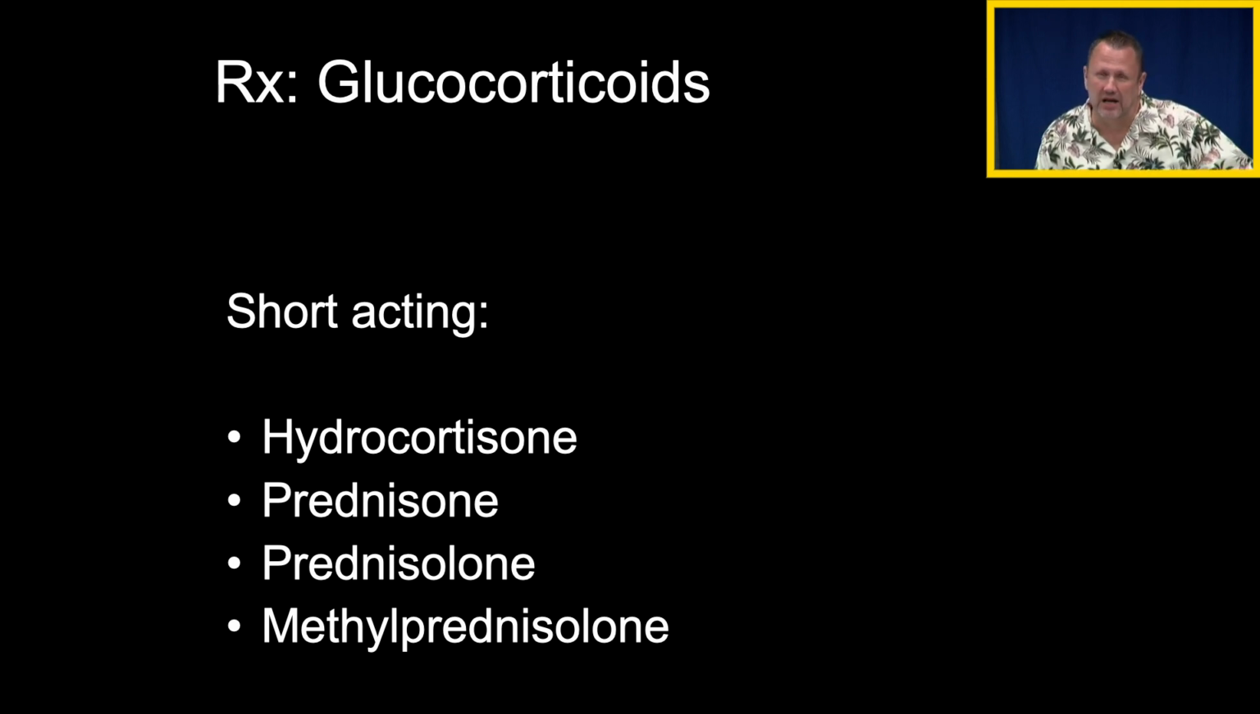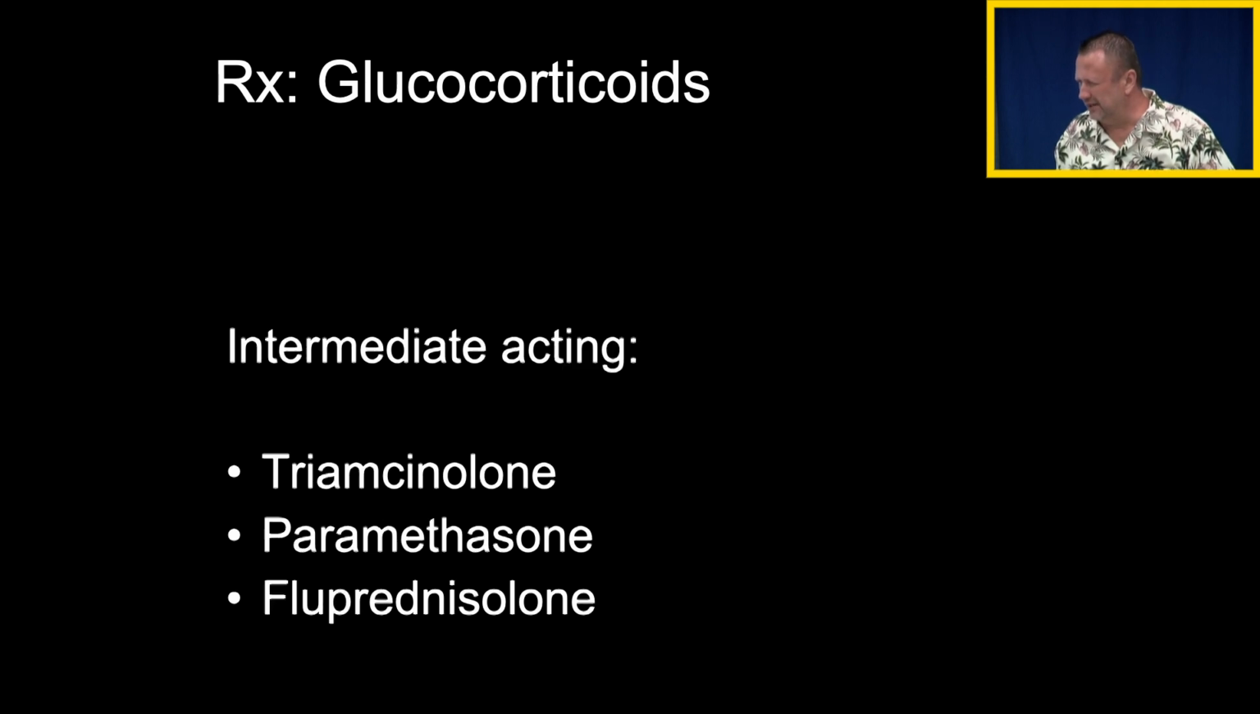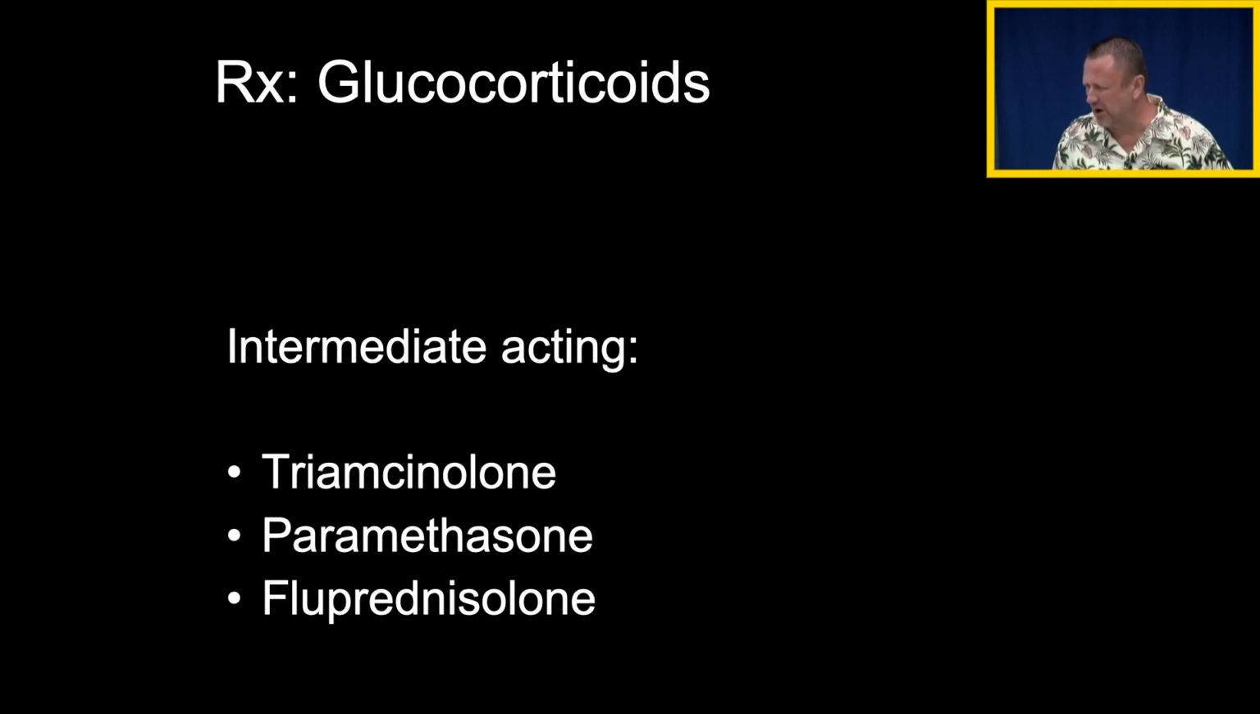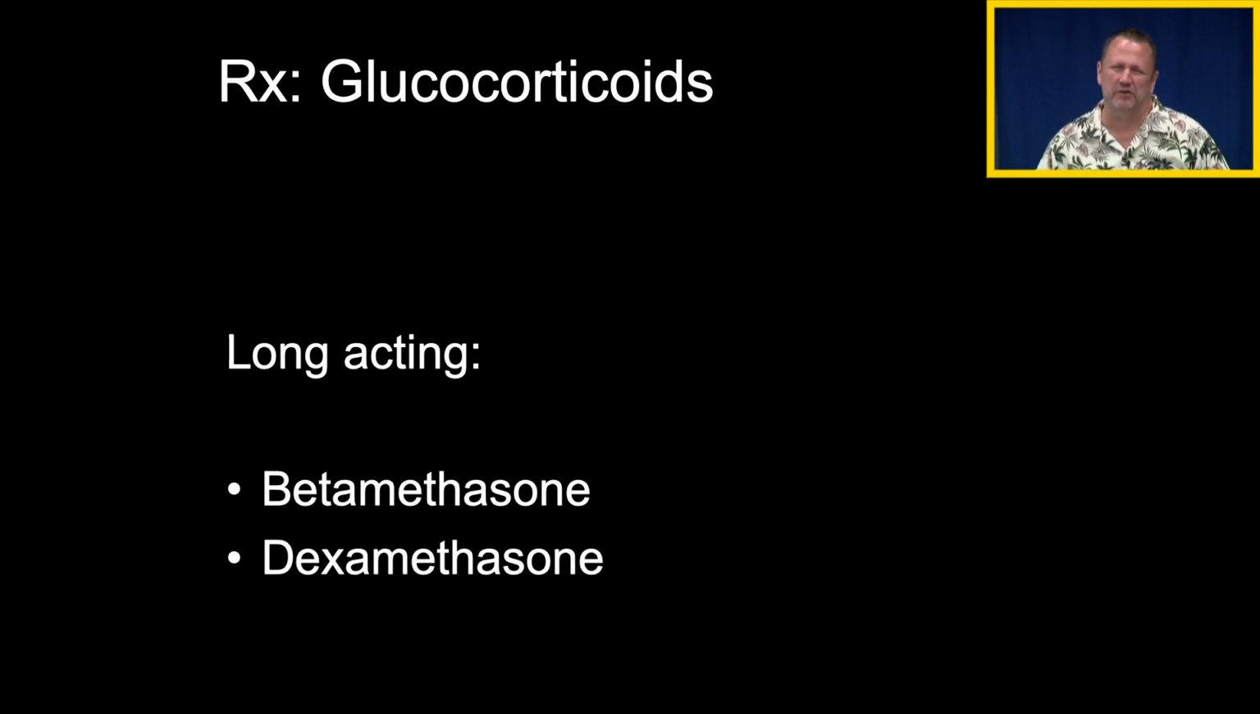On the slides, we've divided the glucocorticoids into short-acting, intermediate-acting, and long-acting. What I want you to know is that these are all glucocorticoids. Hydrocortisone, prednisone. Prednisone is the prodrug for prednisolone. Methylprednisolone, also known as Medrol. Triamcinolone, paramethasone, fluprednisone, betamethasone, dexamethasone. The differences in these glucocorticoids is something that I want you to take a look at in your clinical discussion section. I'm not going to get much into that today.